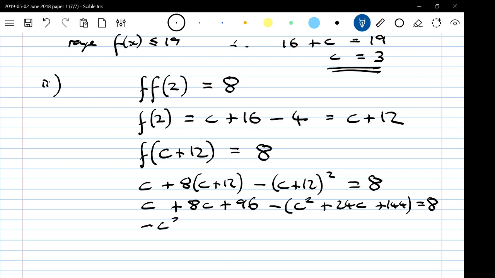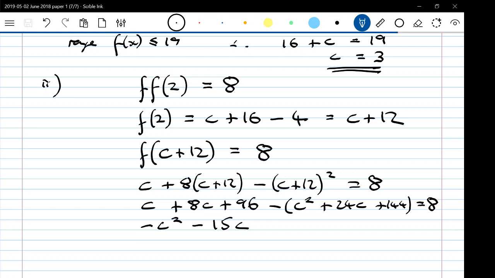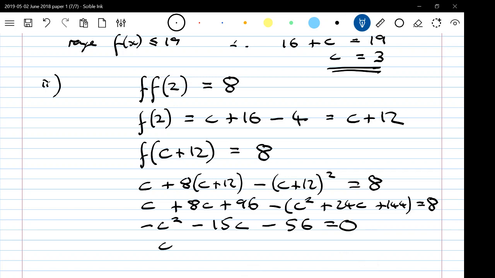Gives me minus c squared. What have I got there? 9 take away 24 is 15. And then I've got 96 minus 144, which is 48, minus 48 take away another 8. So that's minus 56 is 0. So actually c squared plus 15c plus 56 is 0.